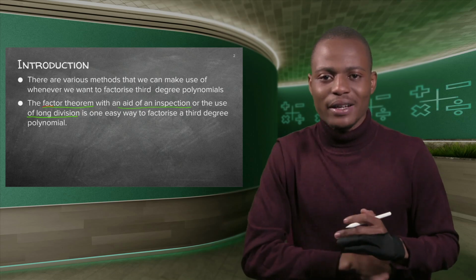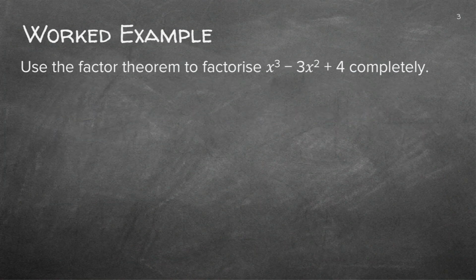Now the first example has this polynomial for you, which is specifically a trinomial. We use the factor theorem to factorize x to the power of 3 minus 3x squared plus 4 completely. We need to factorize this completely.